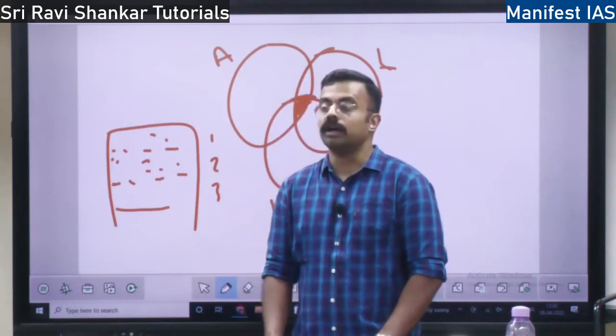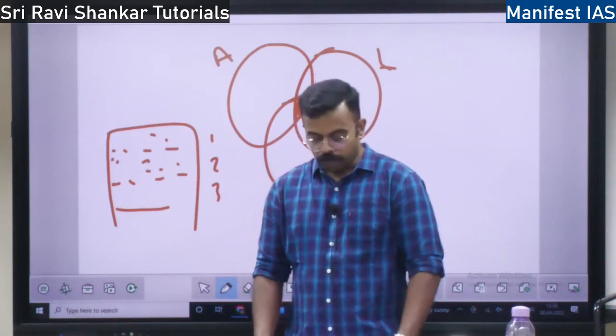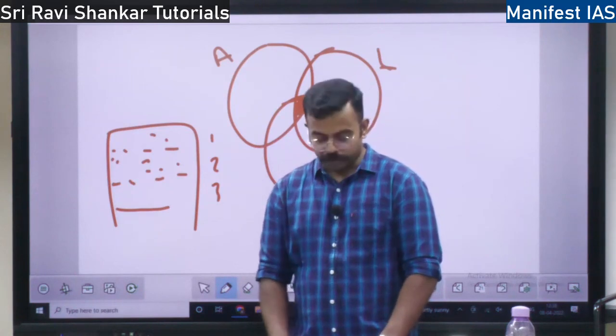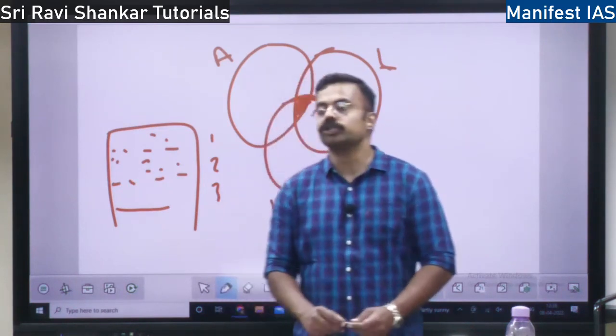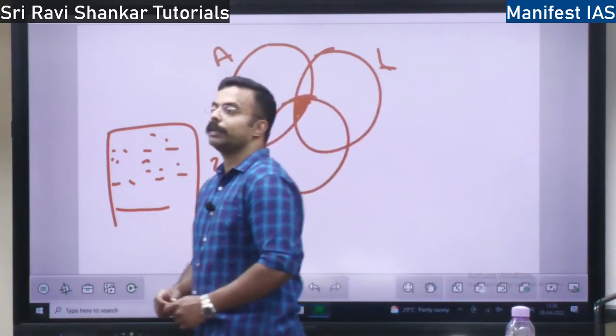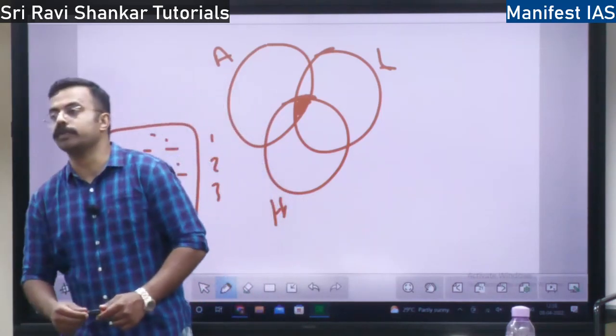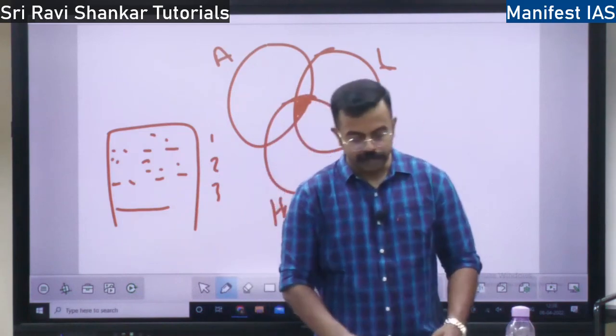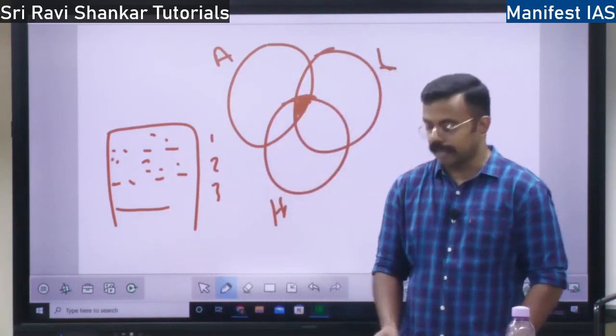Tomorrow we will take up the functions of the ecosystem. What are the functions played by the ecosystem? So tomorrow we will look into the food chain, food web, energy pyramids, and also pyramid of numbers, pyramid of biomass. All these things are very important concepts for your exams, right?